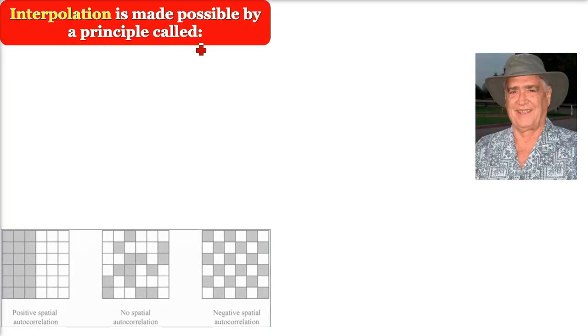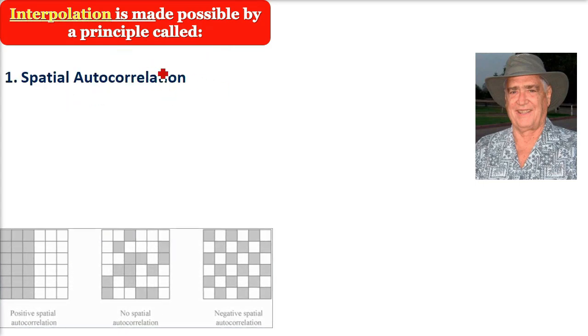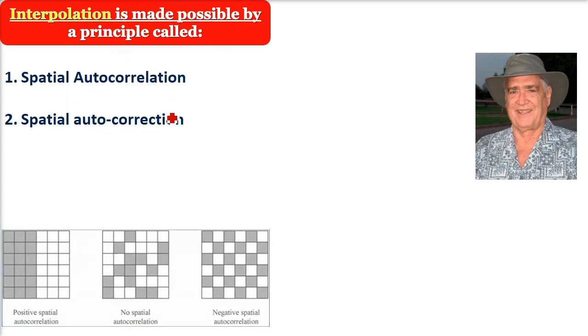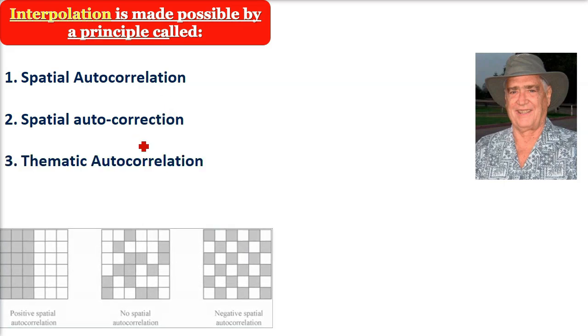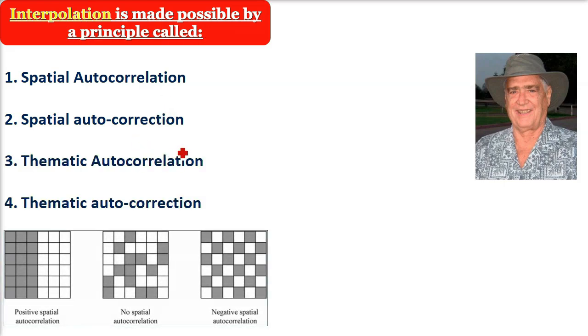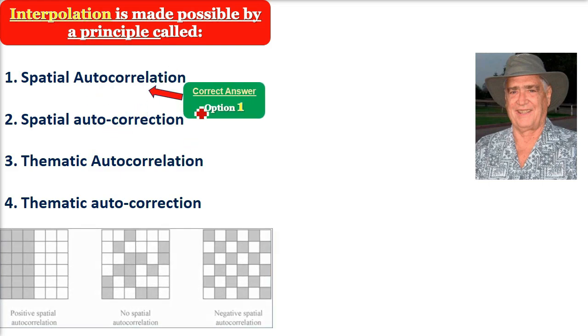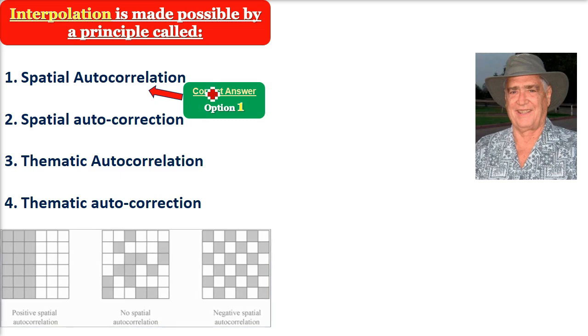Interpolation is made possible by a principal chord. In GIS or geography, this interpolation is made possible by spatial autocorrelation, spatial autocorrection, thematic autocorrelation, or thematic autocorrection. What is the correct answer? It's spatial autocorrelation, option number 1.